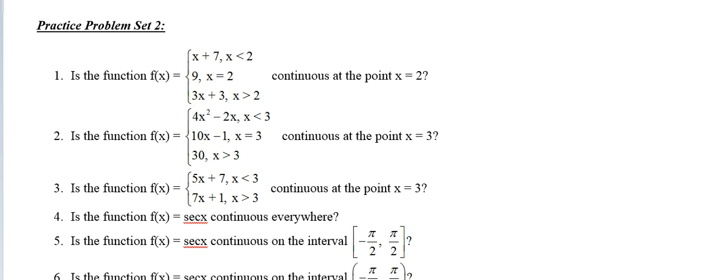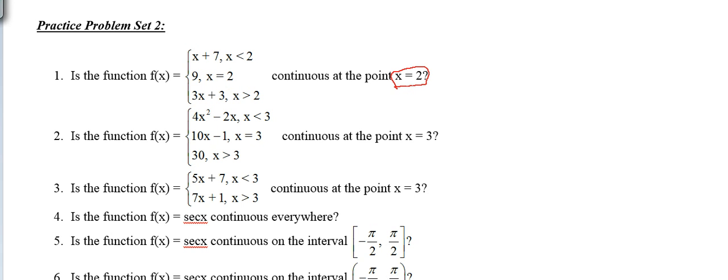Alright, AP Calculus Chapter 2 Continuity, and this is video part 5. Practice problem set 2. Is the function f of x, given as a piecewise function, continuous at the point x equals 2? Let's see. Let's do the test.